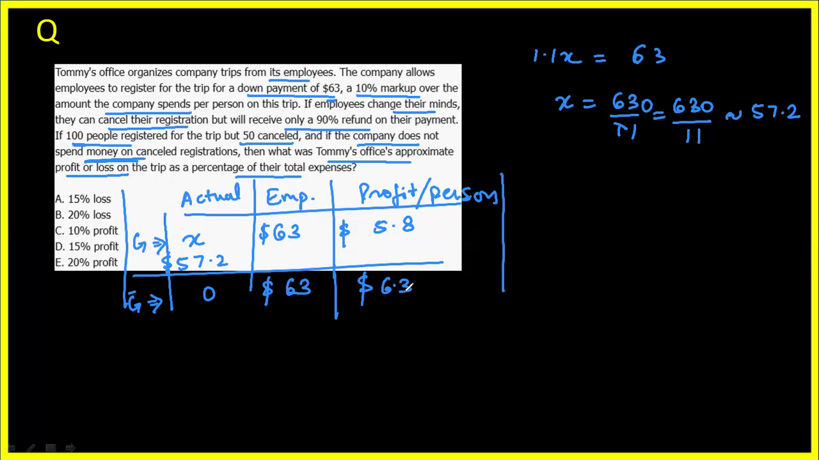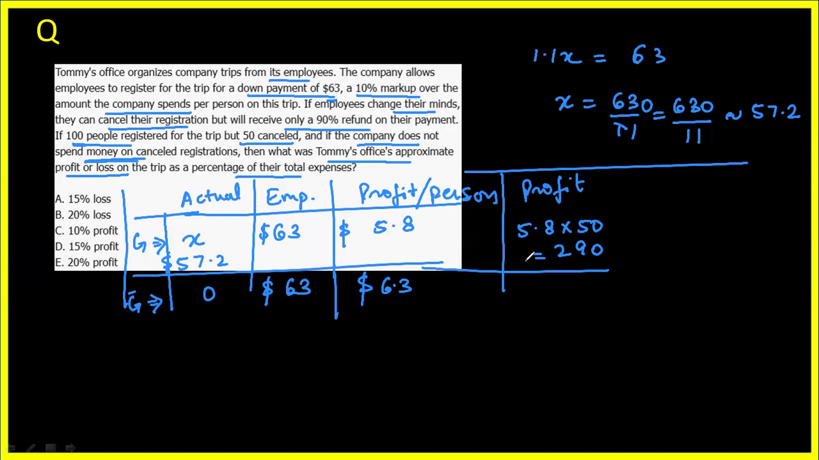Now, how many persons went in case number 1? What will be the profit then? The total profit for those who went is 5.8 per person multiplied by 50, because 50 people went for that trip. That will be $290. Got this? What will be the profit for the people who cancelled their trip?